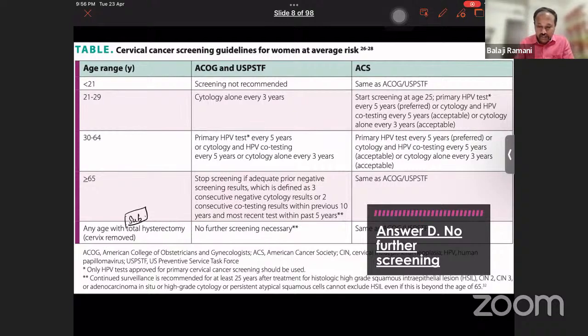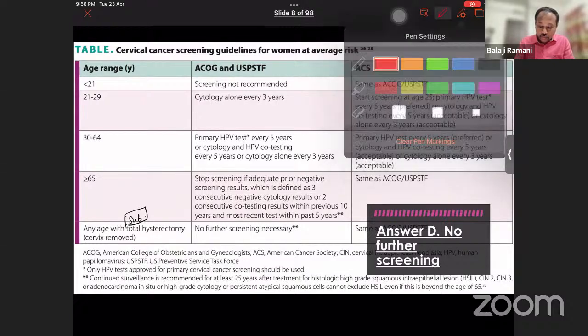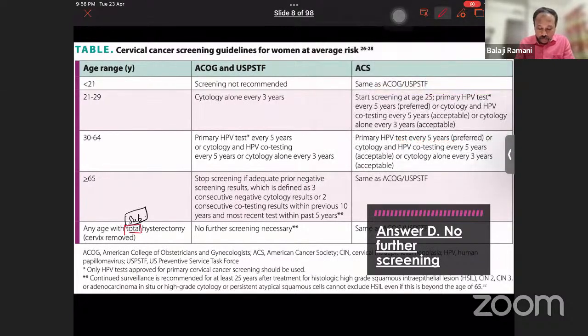So remember, the answer is it should be a total hysterectomy, including removal of the cervix. Then no further screening is necessary. But again, look at the 2 asterisk marks here. What does it indicate? It is recommended for at least 25 years for high-grade CIN2, CIN3, or adenocarcinoma in situ, or high-grade cytology, or ASC-H, even if this is beyond this one.